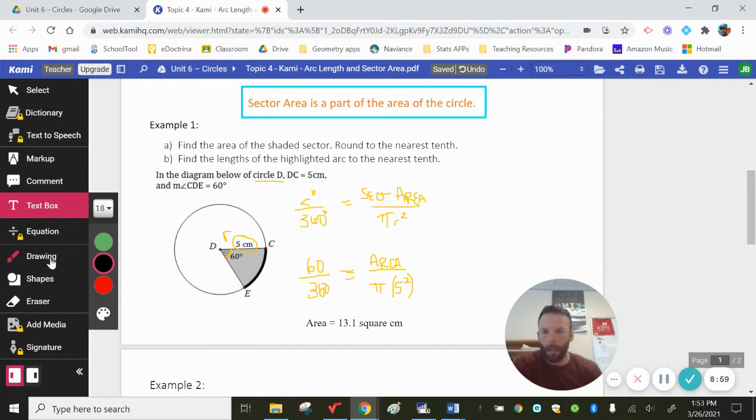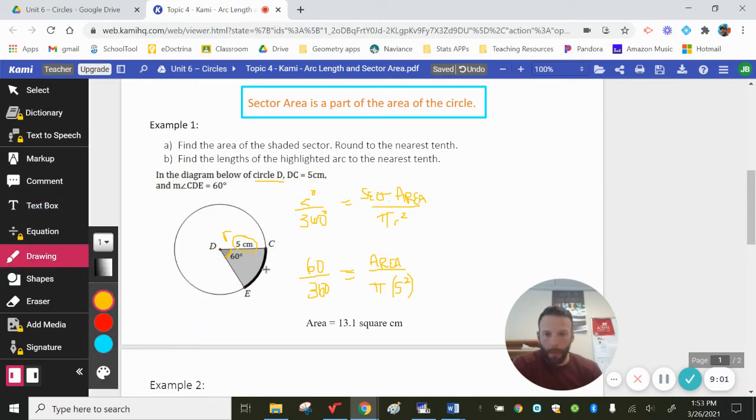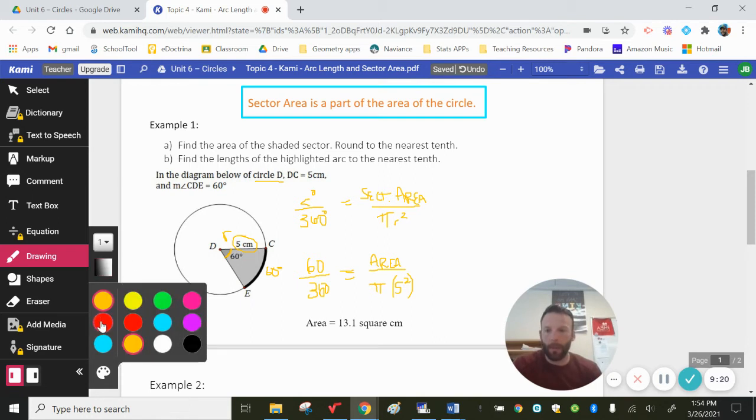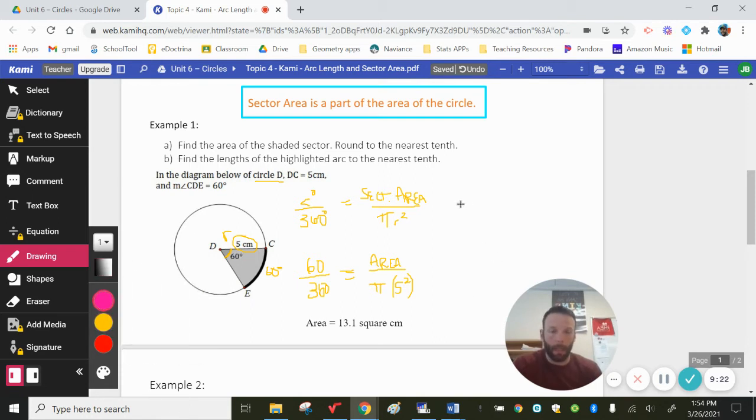Now, here's the thing: I know that the measure of this arc, if I was going to measure it, would be exactly 60 degrees, because the measure of the intercepted arc is equal to the measure of the central angle. But I don't want the measure of the arc, I want the length of the arc. How many centimeters is that arc, not how many degrees is that arc. So let's figure that out by writing a new equation.